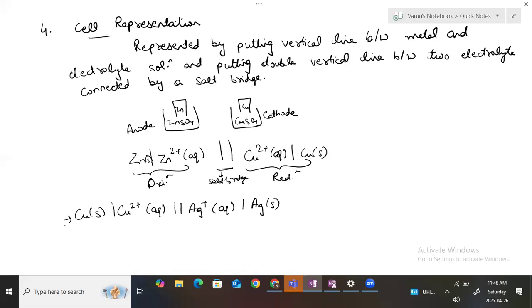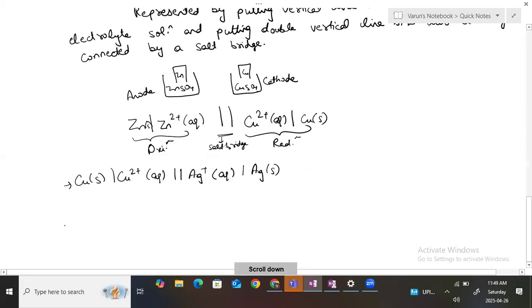The anode contains copper and the cathode contains silver. Oxidation of copper is taking place, so copper is getting oxidized and silver is getting reduced, separated by a salt bridge, right?